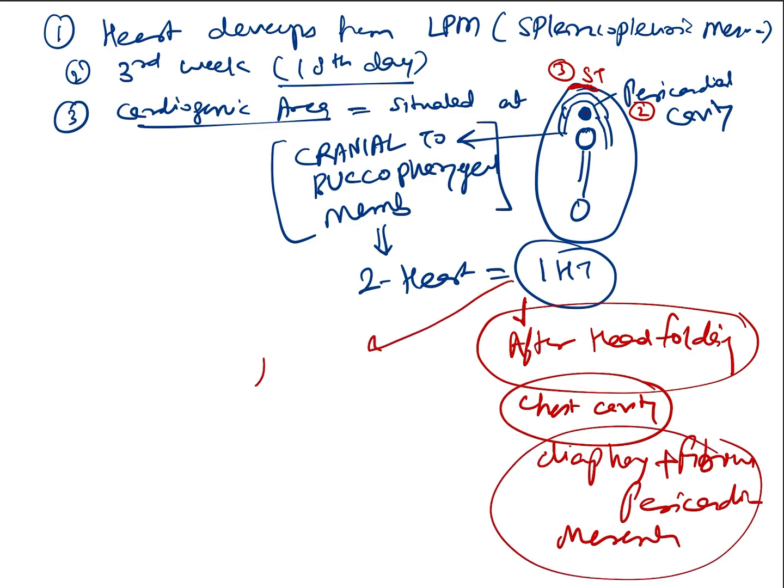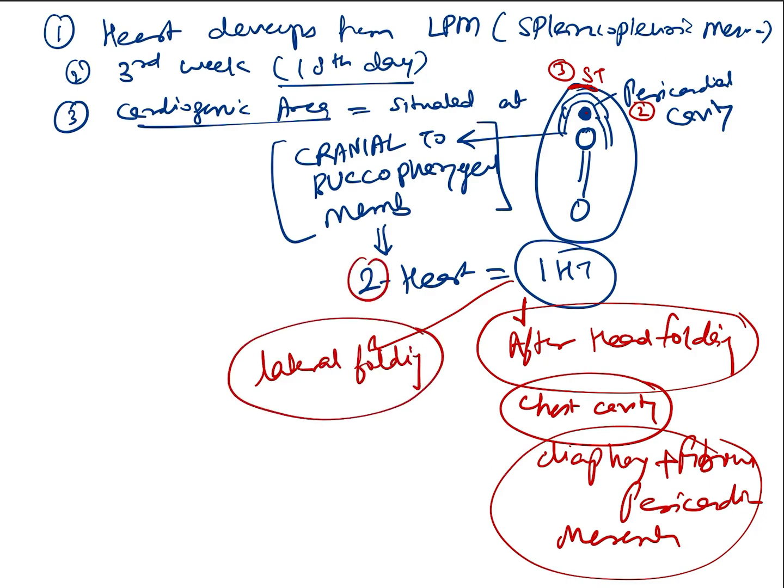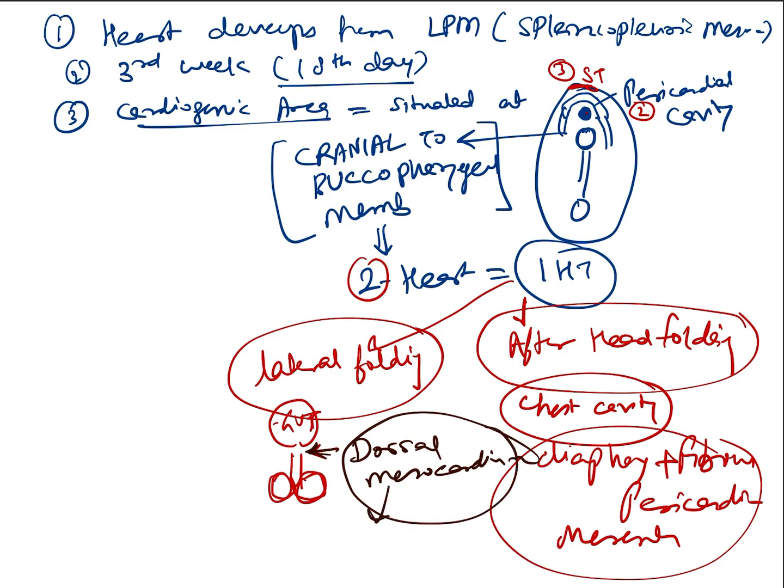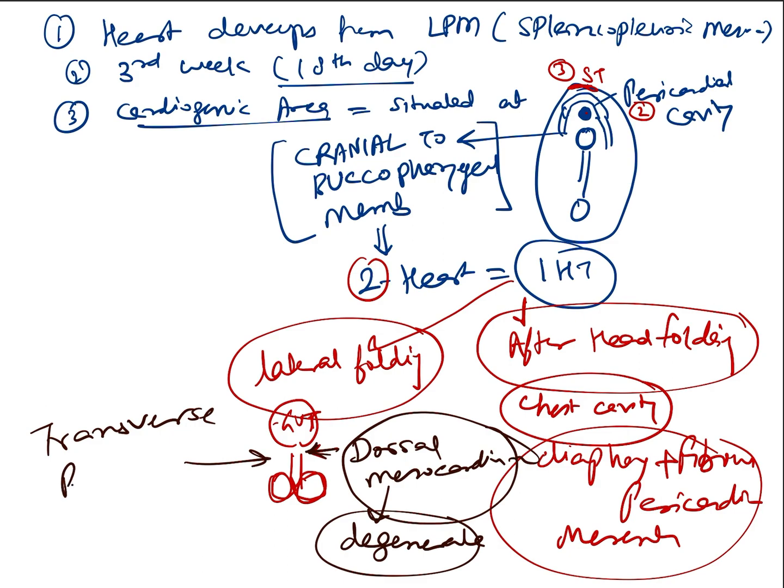And because of lateral folding, these two heart tubes form one heart tube initially, and posterior to this heart tube the gut is situated. This gut is initially connected to this heart tube, and this is the mesocardium. This fold of mesocardium is known as the dorsal mesocardium. When this dorsal mesocardium degenerates, it forms the transverse pericardial sinus.